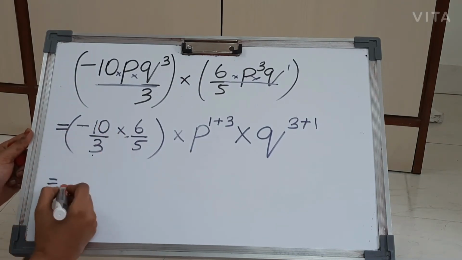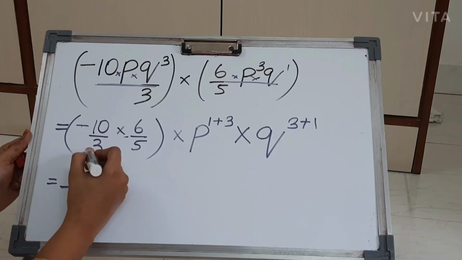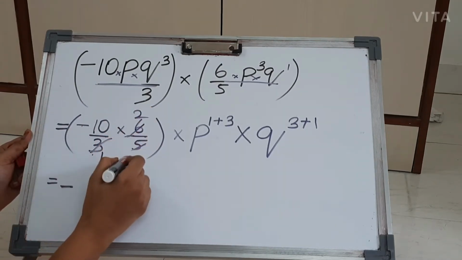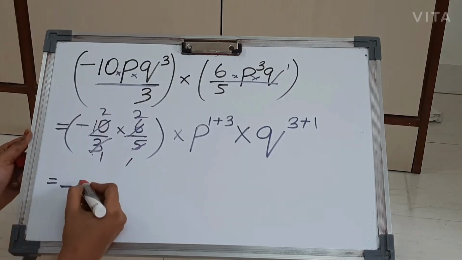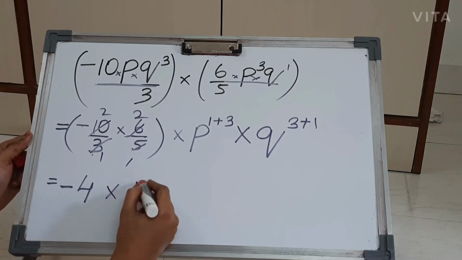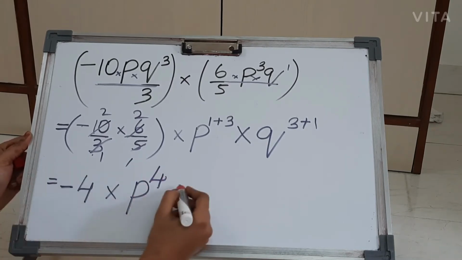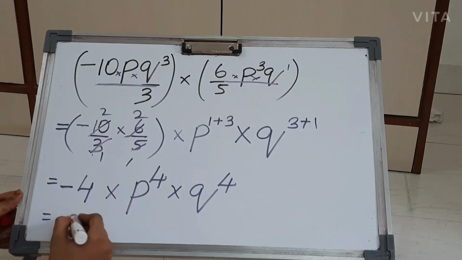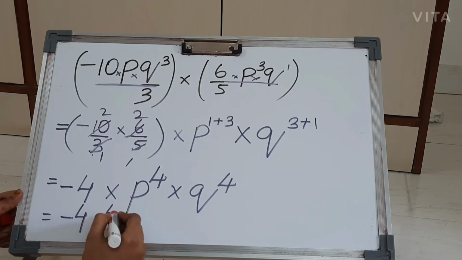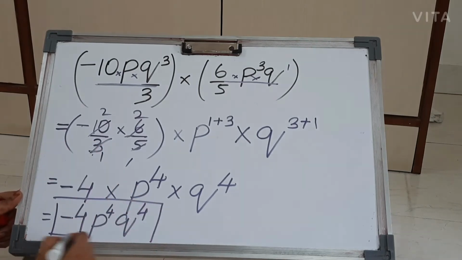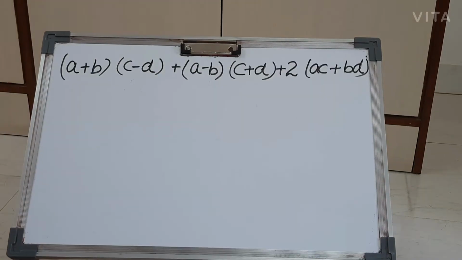Now we will solve this. Minus into plus is minus, the sign will be there, and we will just simplify. 3 1s are 3, 3 2s are 6, 5 1s are 5, 5 2s are 10. So here minus 4, 2 2s are 4, multiply with p raised to the power 4 into q raised to the power 4. So here the answer is minus 4 p to the power 4 q to the power 4. So this is the answer for this type of question. Very easy. Now coming towards the next part.